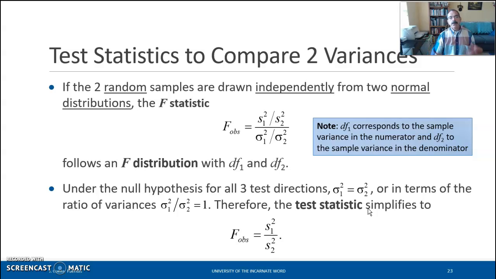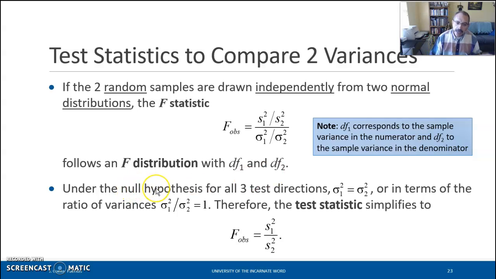All right, so if we have two random samples drawn from two independent normal distributions, then the F statistic, which we defined in the previous section as this, will follow an F distribution with degrees of freedom 1 and degrees of freedom 2. This note is very important: keep track of the degrees of freedom. Degrees of freedom 1 goes with the sample variance in the numerator, and degrees of freedom 2 goes with the sample variance in the denominator.